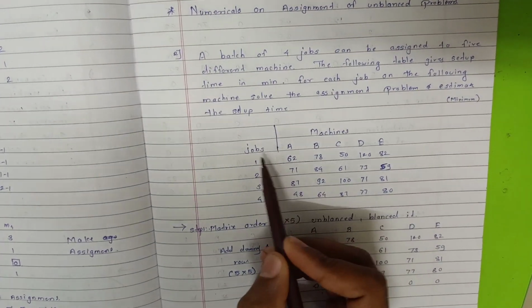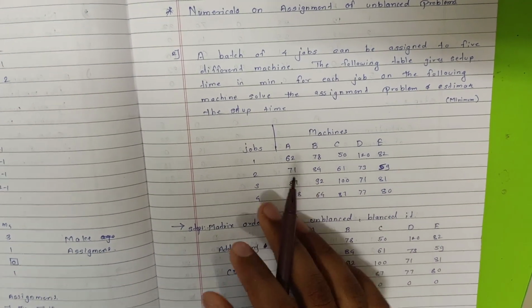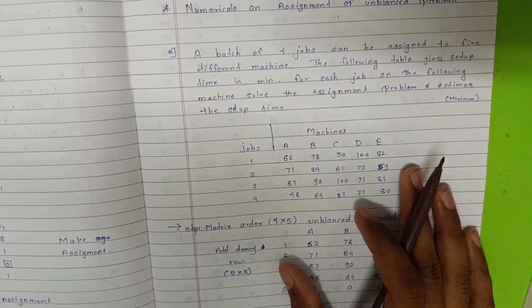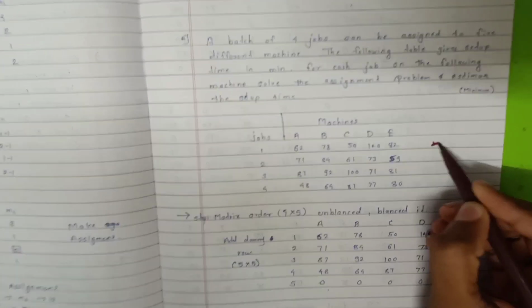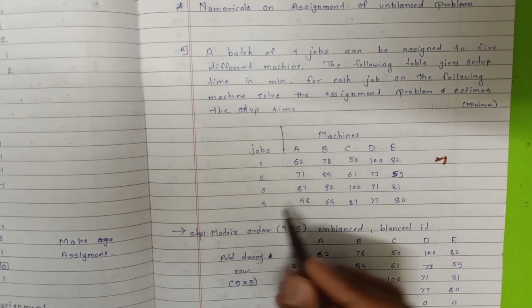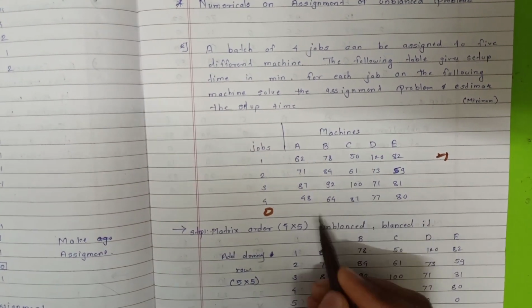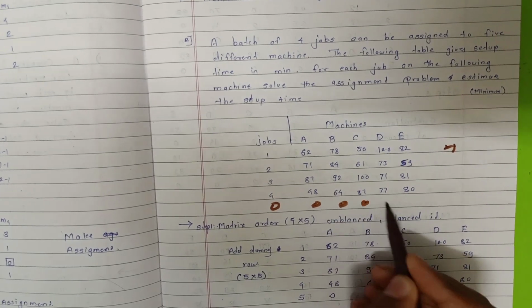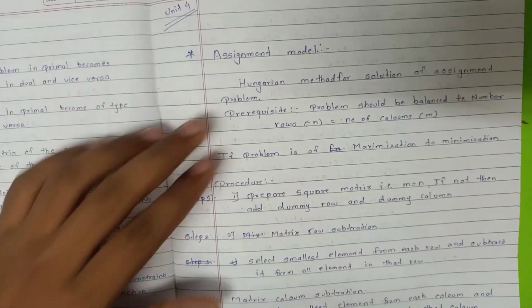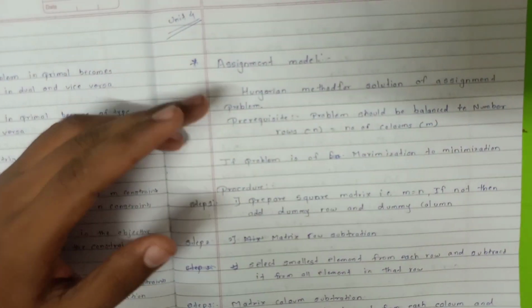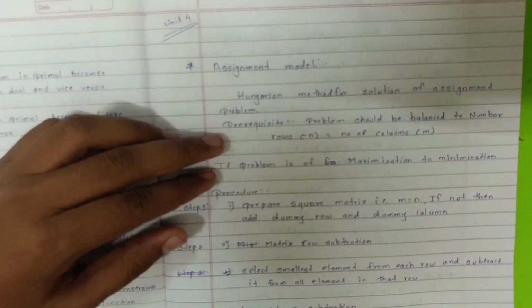So the given matrix contains 4 jobs and 5 machines. So the problem is unbalanced. So we have to make the unbalanced problem balanced by adding a dummy row. So this method is called the Hungarian method. This is the Hungarian method for solving the assignment problem.